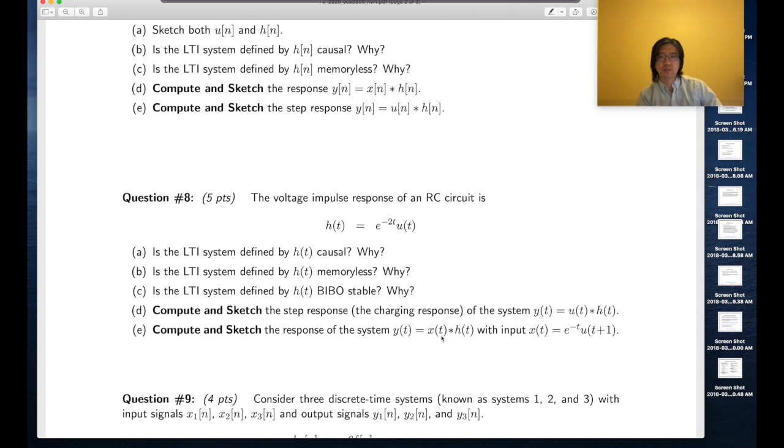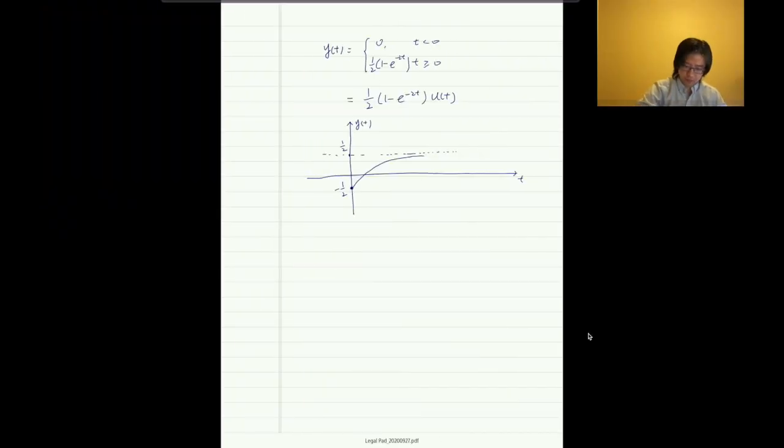And the last question here is that we need to compute and sketch this convolution when the input signal x of t is given by this guy, e to the power of negative t multiplied by u of t plus 1, right? So in this case, we need to compute and sketch y of t equals x of t convolved with h of t, where x of t equals e to the negative t u of t plus 1.